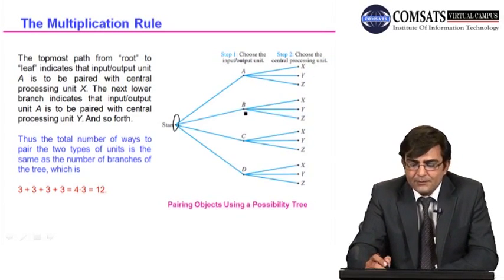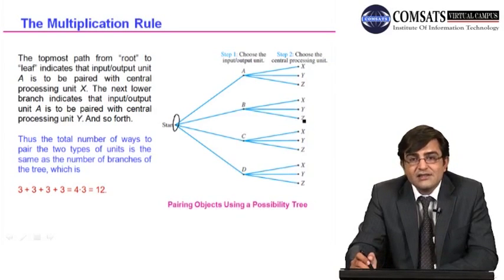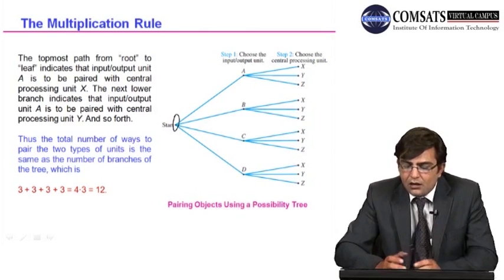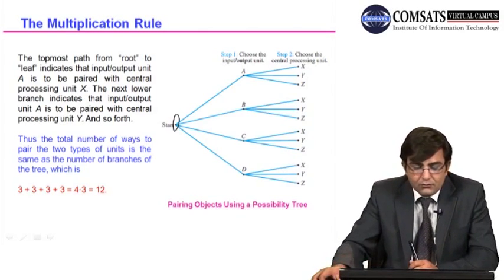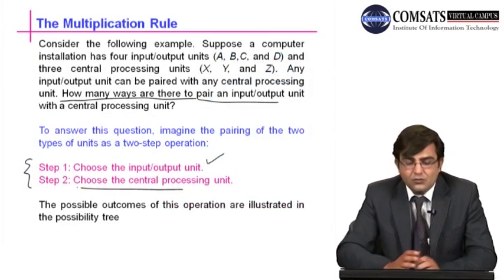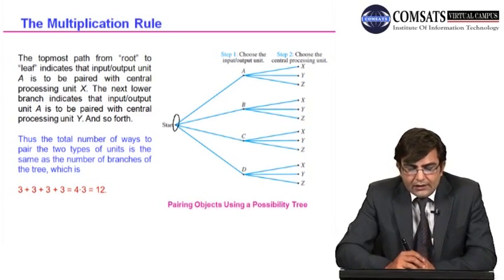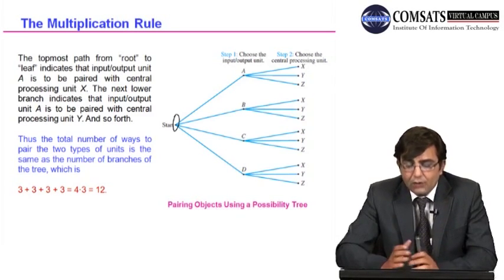Similarly, in the second case, B can be installed with X, Y or Z. C can be installed with X, Y or Z. D can be installed with X, Y or Z. So these are all possibilities which we can obtain for installing A, B, C, D with the CPU X, Y and Z. So according to the multiplication rule, if we want to find all the possibilities, how many possibilities are there, so that we can install an input output unit with the central processing unit.